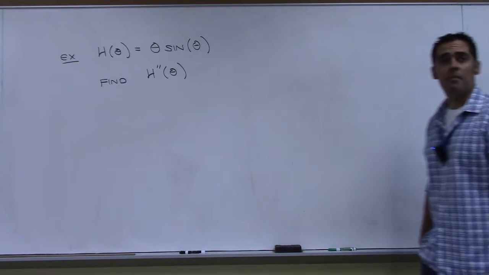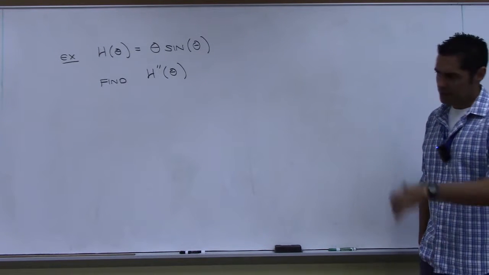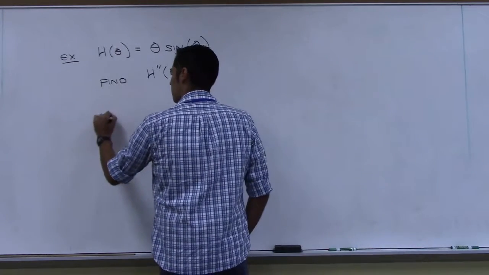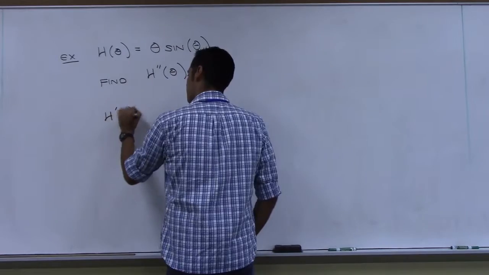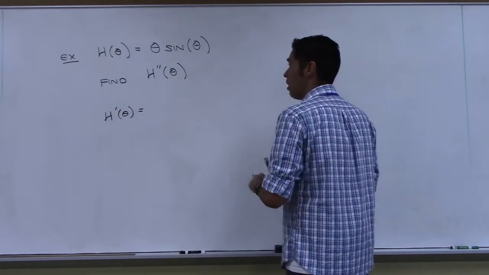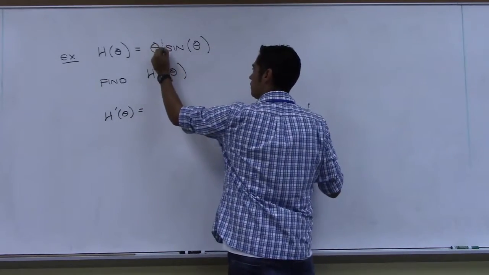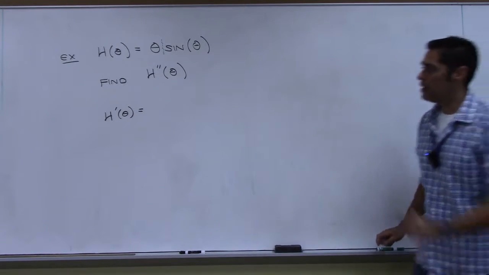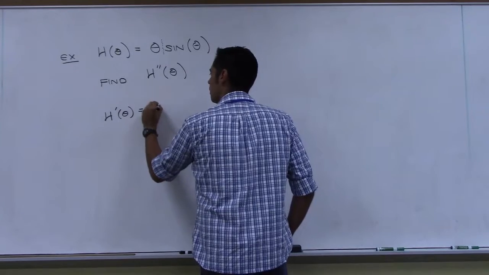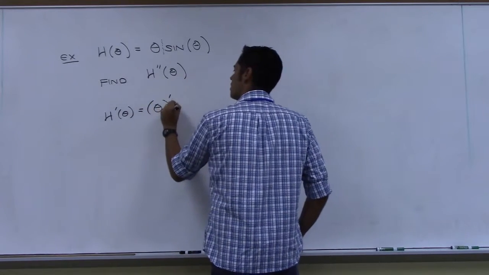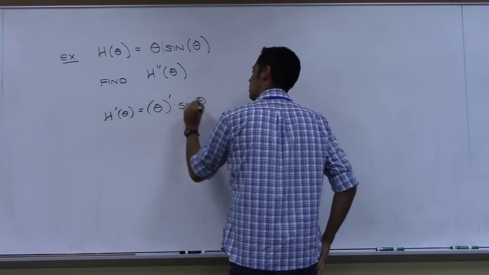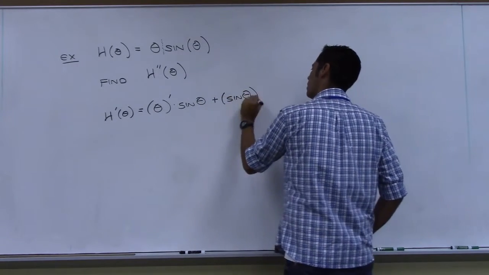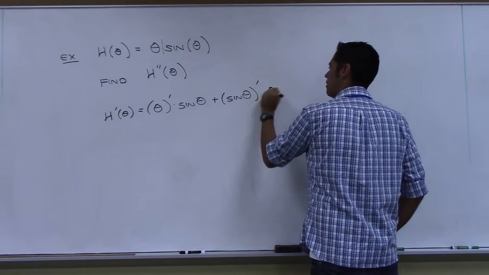So the variable in the problem is theta, right? Just like it was x before, now it's theta. So the derivative will be equal to, because I have a product, right? Here's my product. It'll be the derivative of theta times sine theta, and then plus the derivative of sine theta times theta.